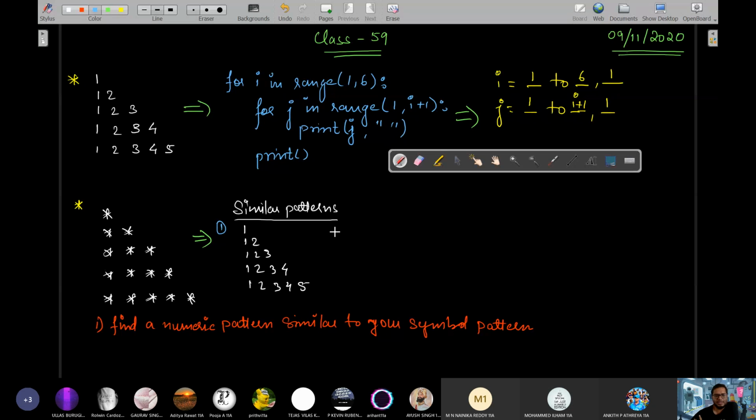Now the second similar pattern can be 5, 5 4, 5 4 3, 5 4 3 2, 5 4 3 2 1. Okay, this is the second similar pattern. Ankit, wait, don't jump ahead. We'll come to that. Then you have the third similar pattern. You can use any. Just wait a minute. Somebody is at the door. I'll be right back.